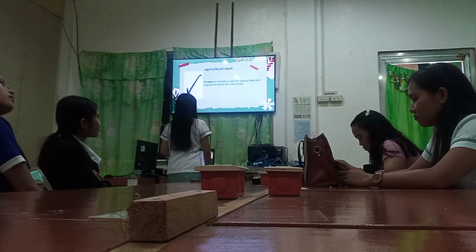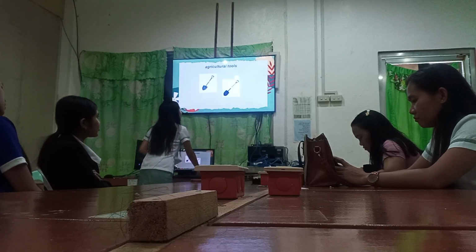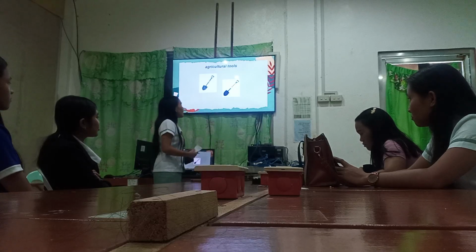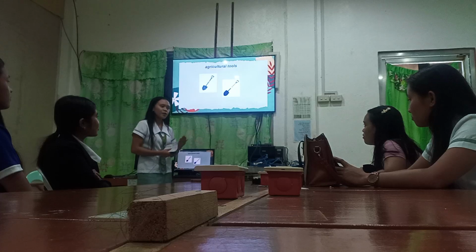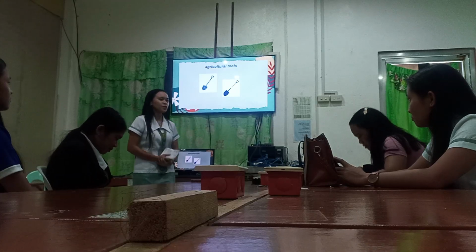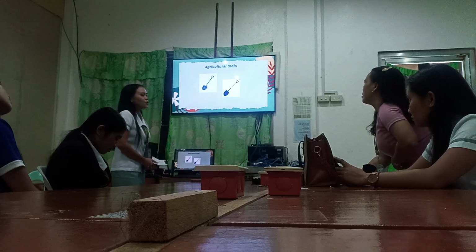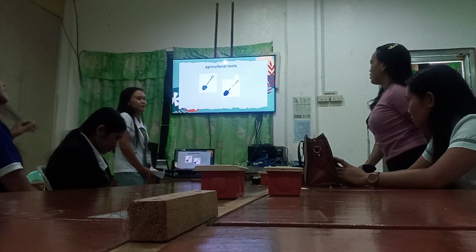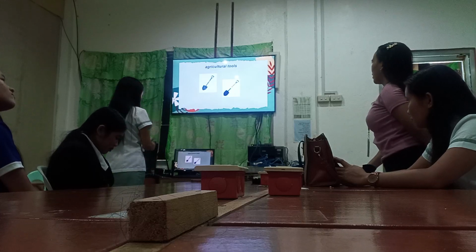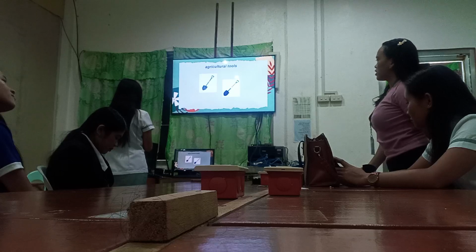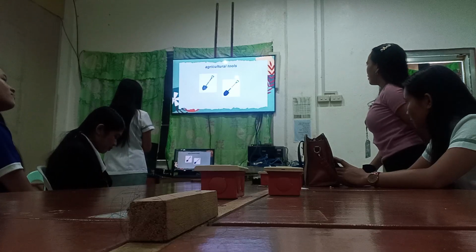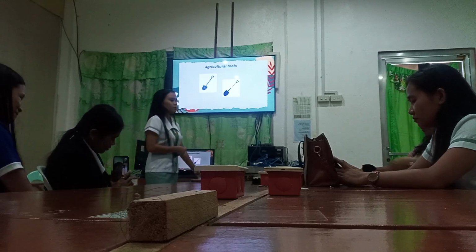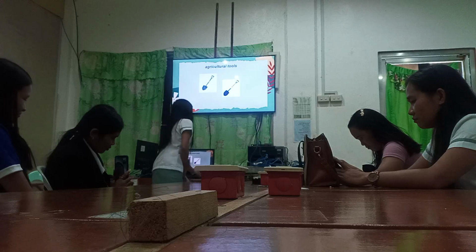Yes, ma'am. Okay, now let's move on to the second one. Miss Bulawin, what do you think is the picture being presented and what is its use in farming or in gardening? Based on the picture, it is a shovel. And the purpose of a shovel is to transfer solid materials or soil. Okay, thank you for sharing, Miss Bulawin.